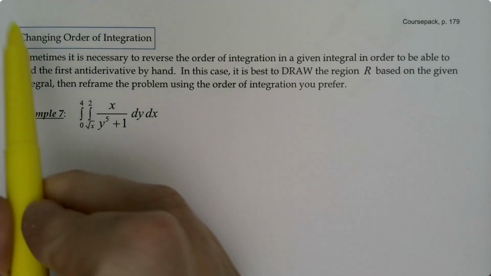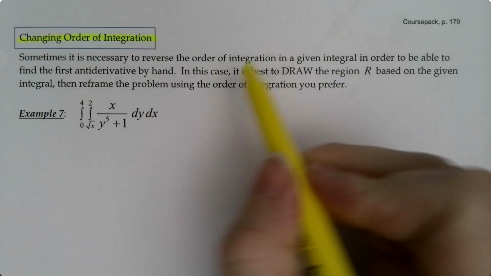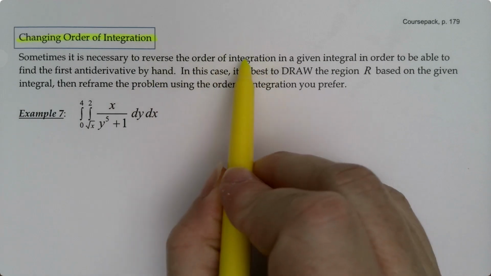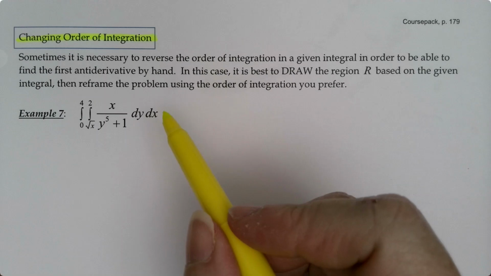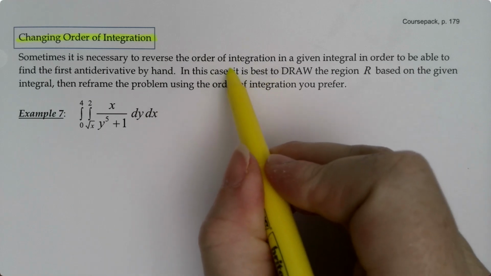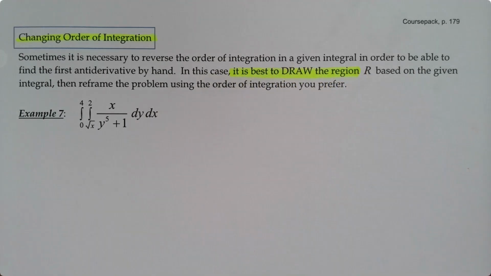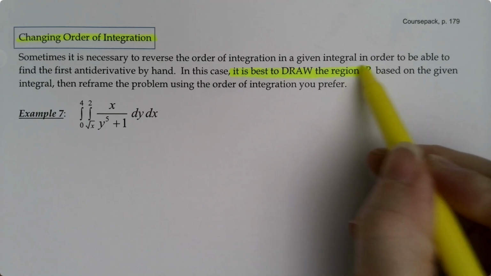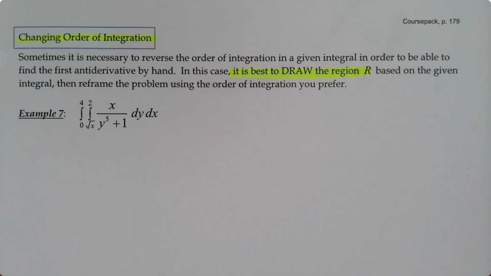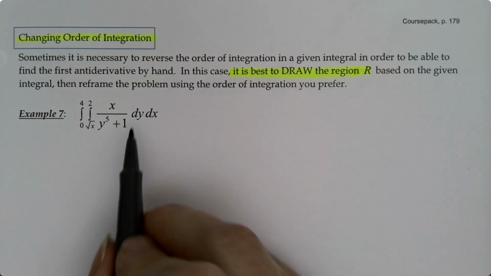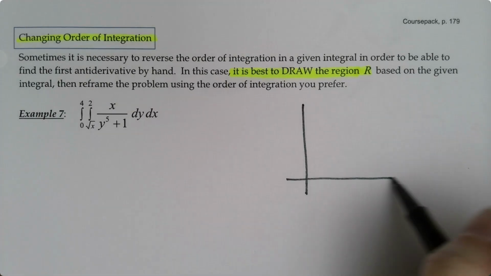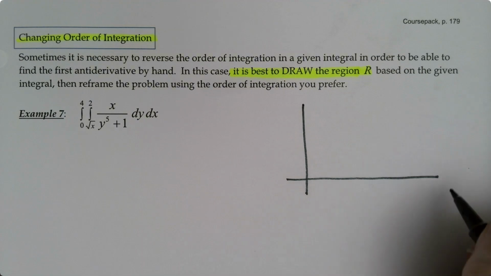So sometimes in order to find the antiderivative, we're going to have to reverse the order of integration to make the antiderivative easier to find. And in this case, and honestly in most cases, it's best to draw the region R by hand, so that way you have a sense of where to go. Okay, so we're in the XY plane, right here, X and Y.